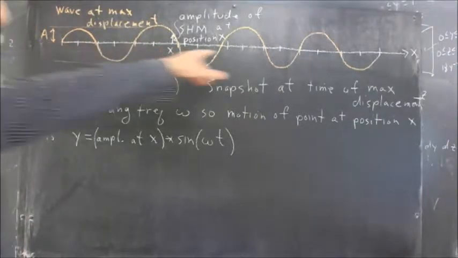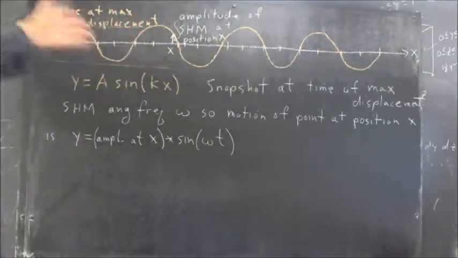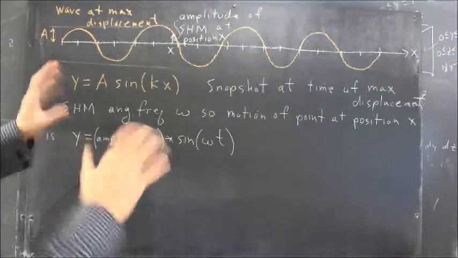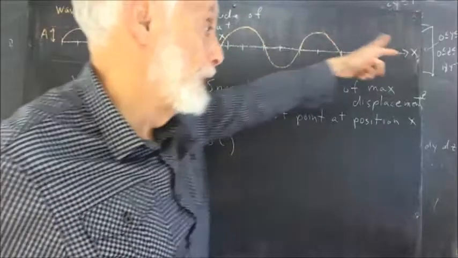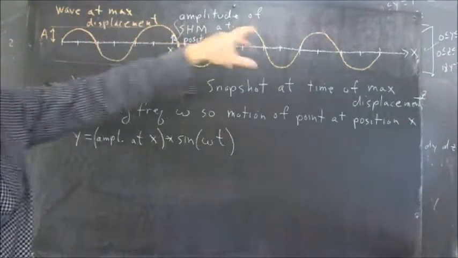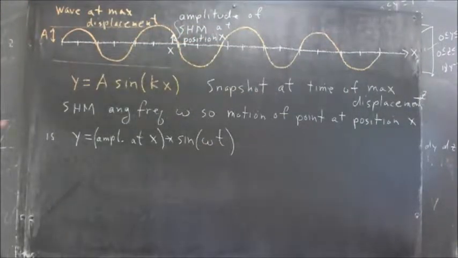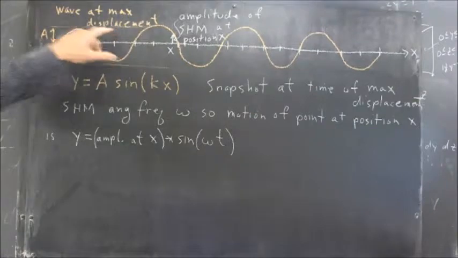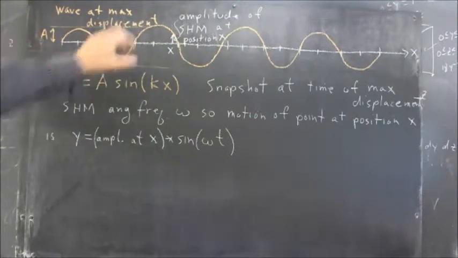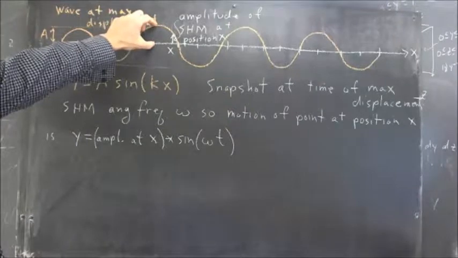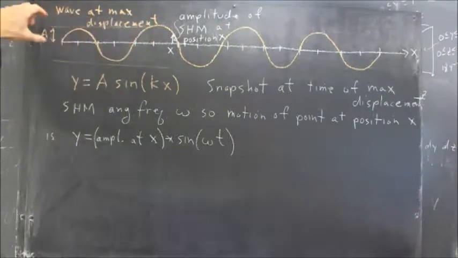Here we have a picture of an arbitrary wave, no scale specified or anything. We have an x-axis here, meaning we're showing the wave in space, and we're showing it at its maximum displacement. That's our assumption. So the displacement at a position of maximum is the amplitude A.